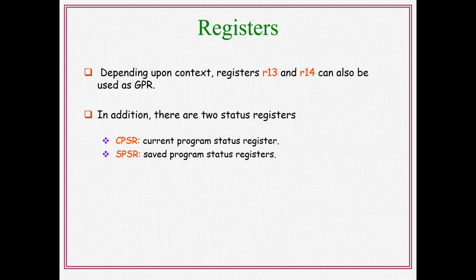In addition, there are two status registers. One is CPSR, the second is SPSR. CPSR is called the current program status register. SPSR is called the saved program status register.